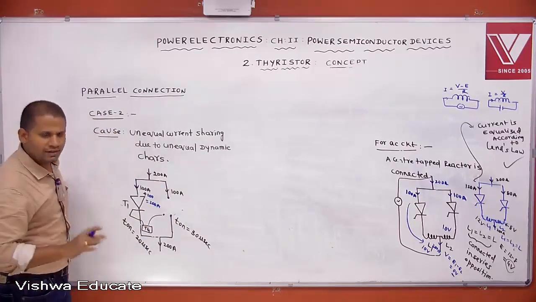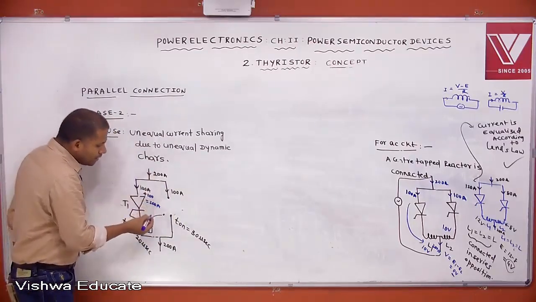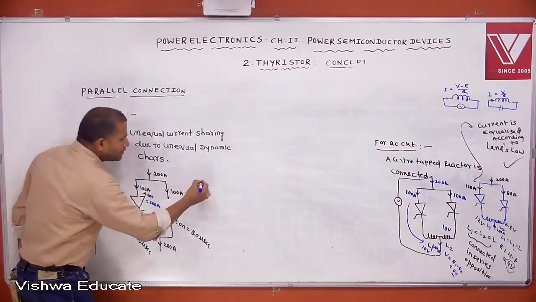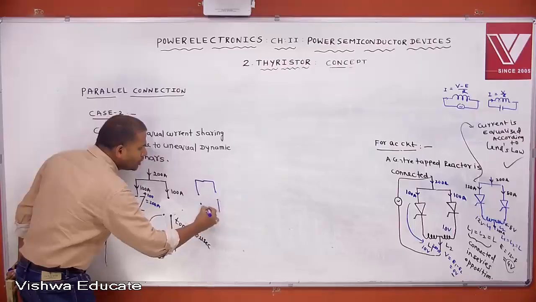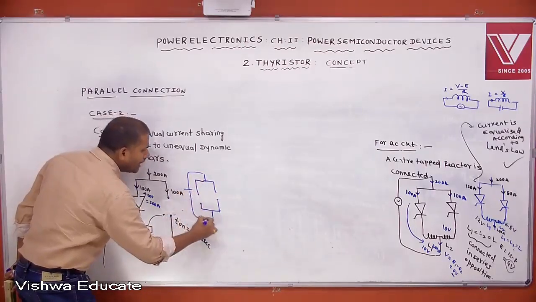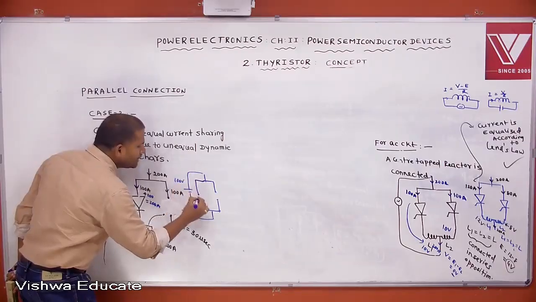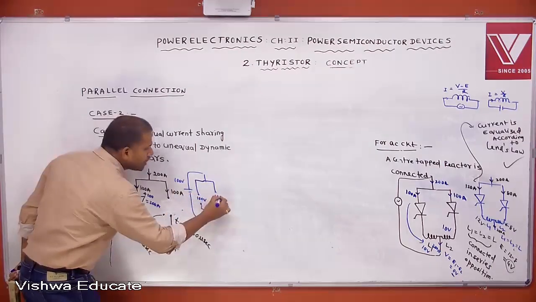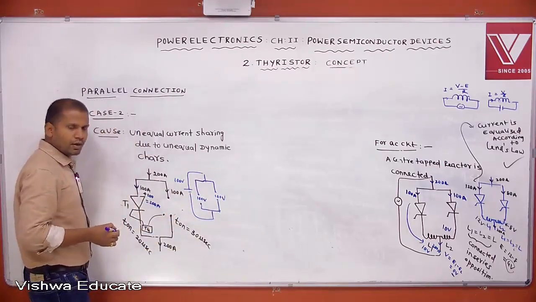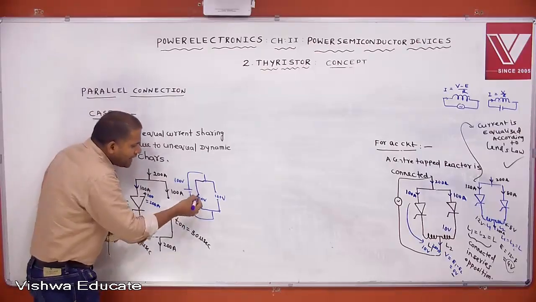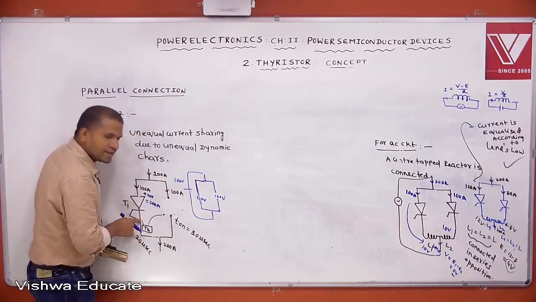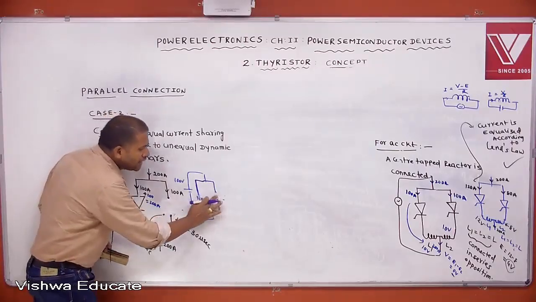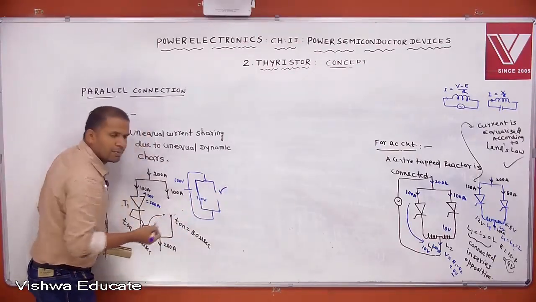The reason is this one. Whenever T1 is on, before turn on of T1 and T2, both are in the off state. Let the forward blocking voltage we are applying be 100 volts. This is 100 volts and this is also 100 volts. Now for both the SCRs, I give a triggering pulse. Now T1 is on first, and still T2 is not on, but you have already given the triggering pulse.